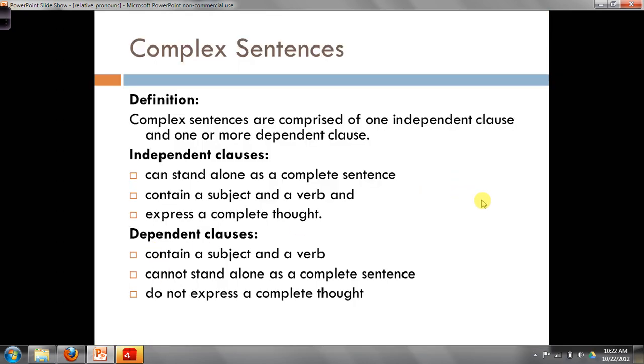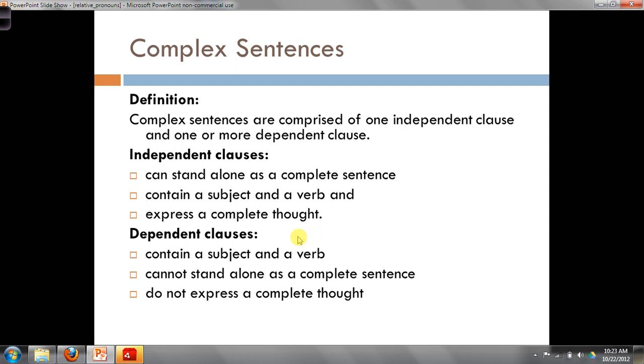So what are complex sentences? Complex sentences are comprised of one independent clause and one or more dependent clauses. Independent clauses, remember, are independent because they can stand alone as a complete sentence. That means that they contain a subject and a verb, and they express a complete thought.